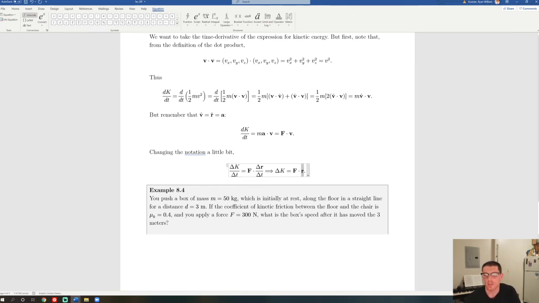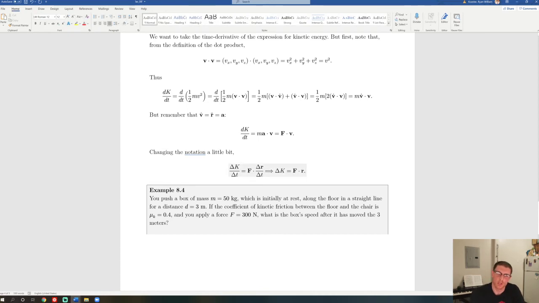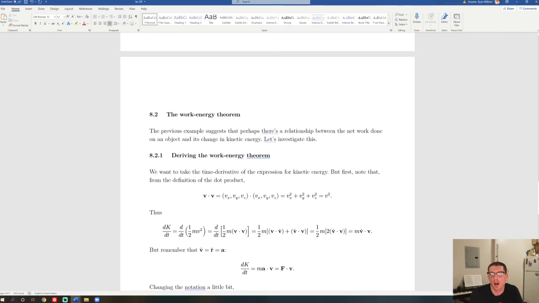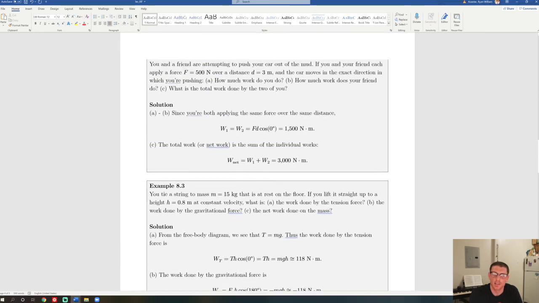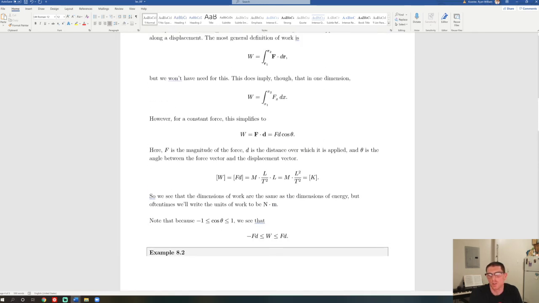But this on the right-hand side here, this is just the work done on the object, right? Remember that we wrote it differently. We wrote it as F dot d, but it doesn't matter what we call it, right? It's the same quantity physically.